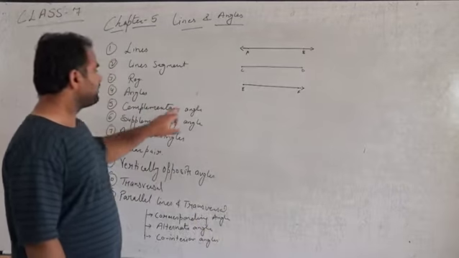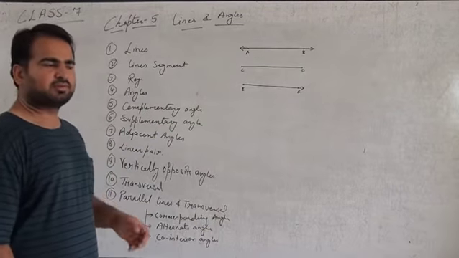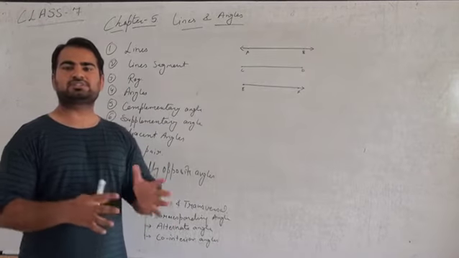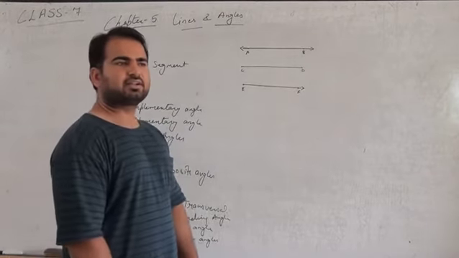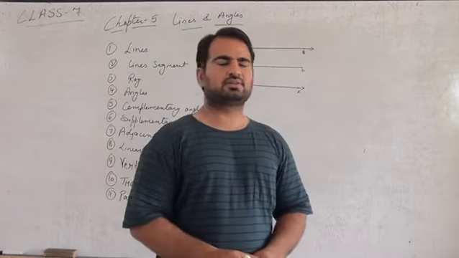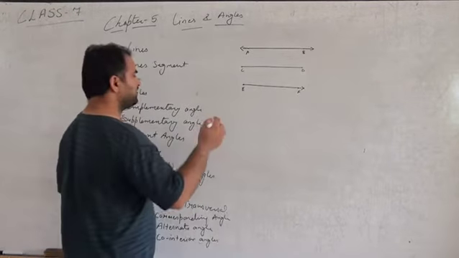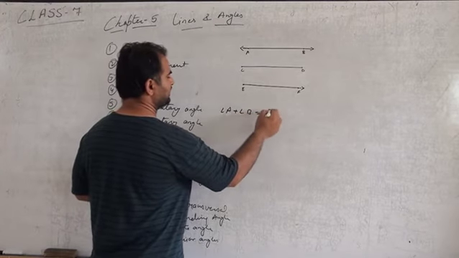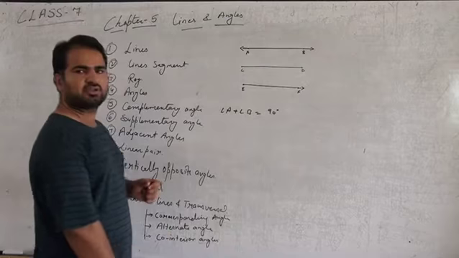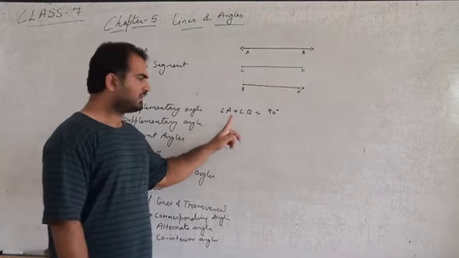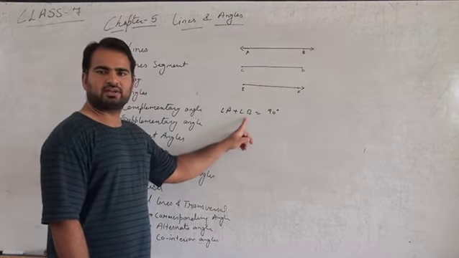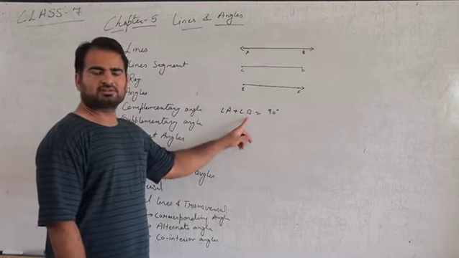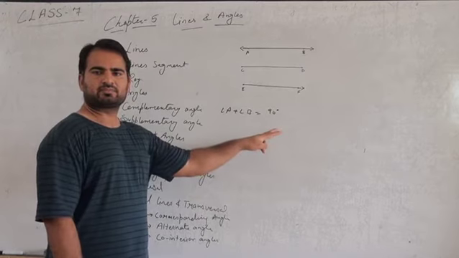Next is complementary angles. What are complementary angles? Two distinct angles whose sum is 90 degrees are known as complementary angles. So let angle A plus angle B equal 90 degrees. Angle A can be 1 degree and angle B can be 89 degrees. Angle A can be 2 degrees and angle B can be 88. So the sum always will be 90.